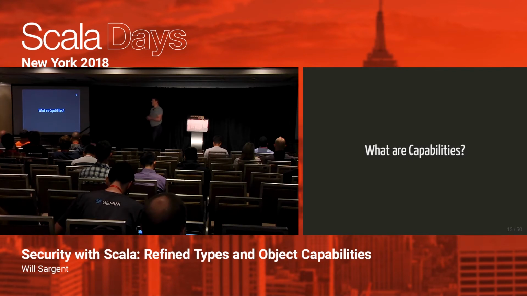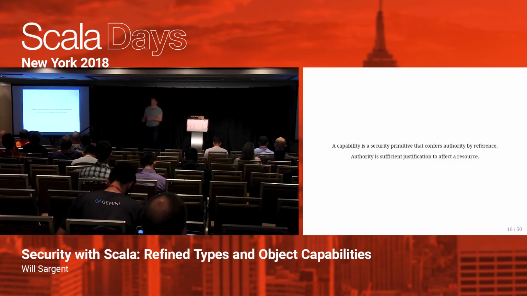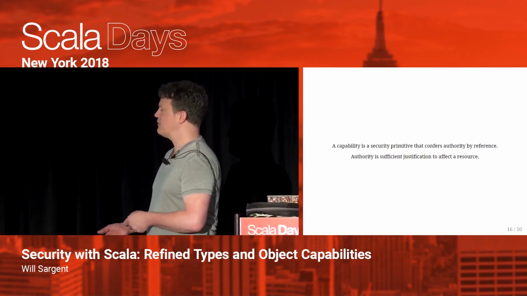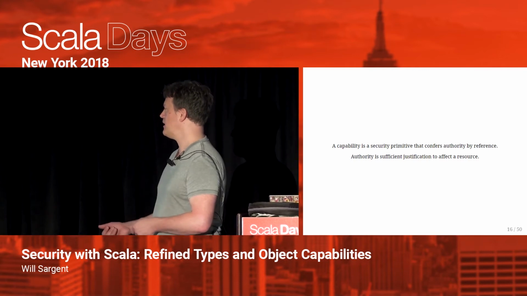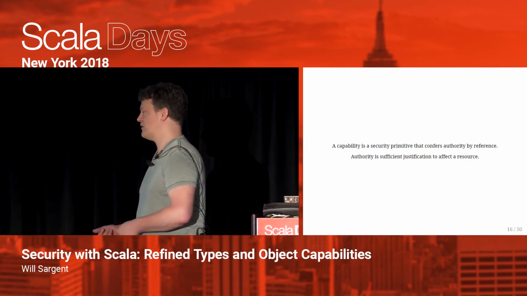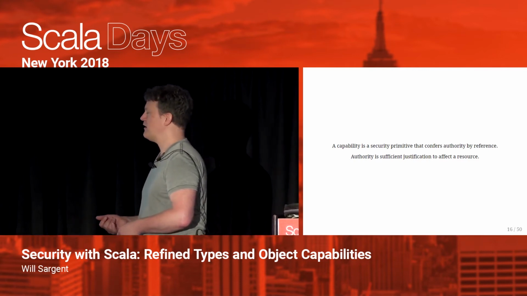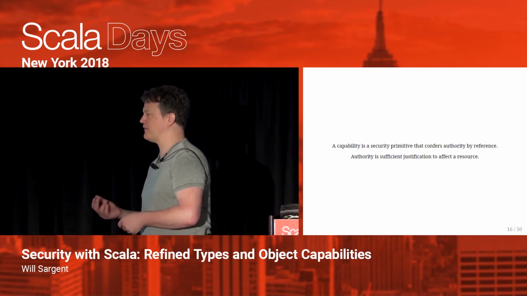So next we come to capabilities, and capabilities are a security primitive that confers authority by reference. And we'll go into this in more detail, and I'll show you some examples here. But for now, you just have to know if you have a capability, then by definition, it gives you authority to affect a resource in a specific way.